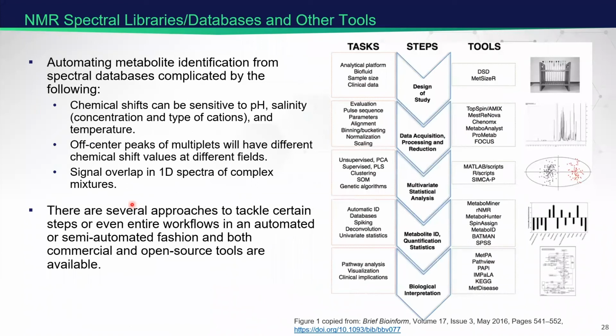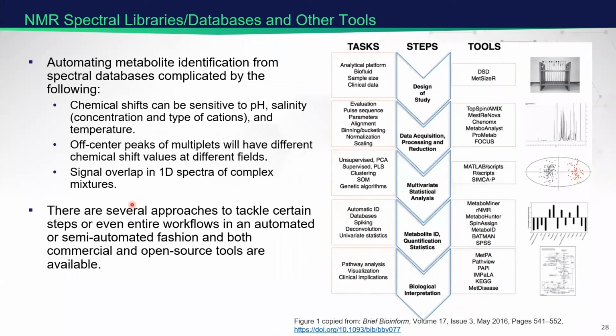And so, automating steps in metabolite identification: NMR is great for high throughput data acquisition. When it comes to automating metabolite identification from spectral databases, in addition to the limitation of the databases not being as populated, chemical shifts can be sensitive to pH, concentration, types of cations when it comes to salt, and temperature. If you measure things at different fields, you'll see small adjustments, especially where multiplets are concerned, because they'll have slightly different chemical shift positions. Those are predictable, but you still have to predict them when you're approaching the analysis. And of course, signal overlap in 1D spectra can make things complicated.